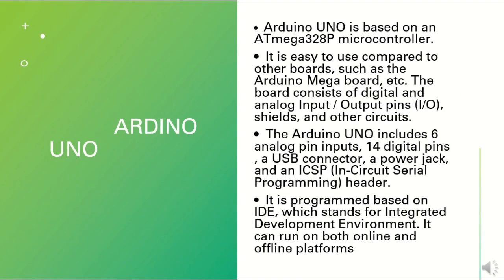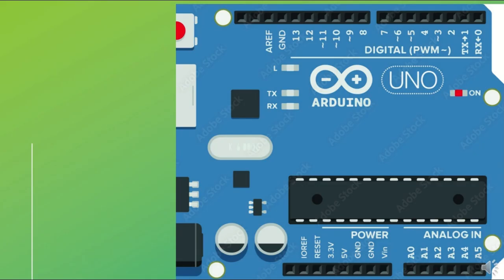Here is complete information about Arduino UNO. Arduino UNO is based on an ATmega328P microcontroller. It is programmed using the IDE, which stands for Integrated Development Environment. It can run on both online and offline platforms. Here is the overview of Arduino UNO.